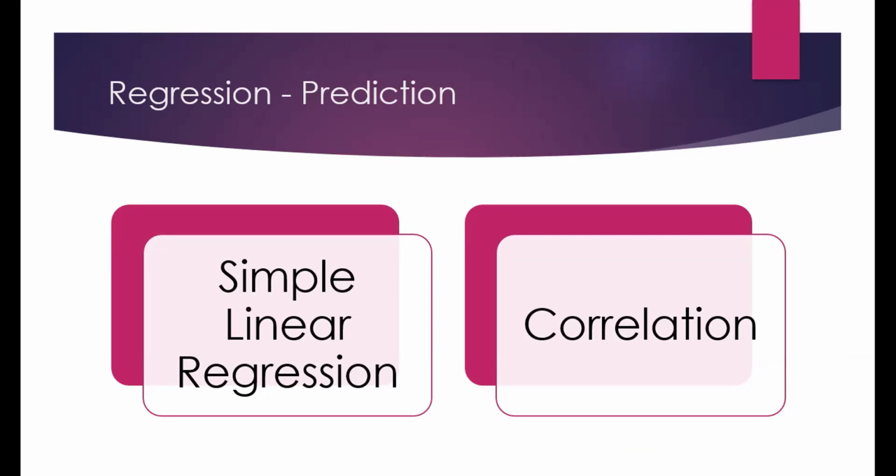With the simple linear regression, we make an assumption that one of the variables is causing a change in the other, that one of the variables is independent and the other is dependent on that independent variable. With the correlation, we make no assumptions about causality.